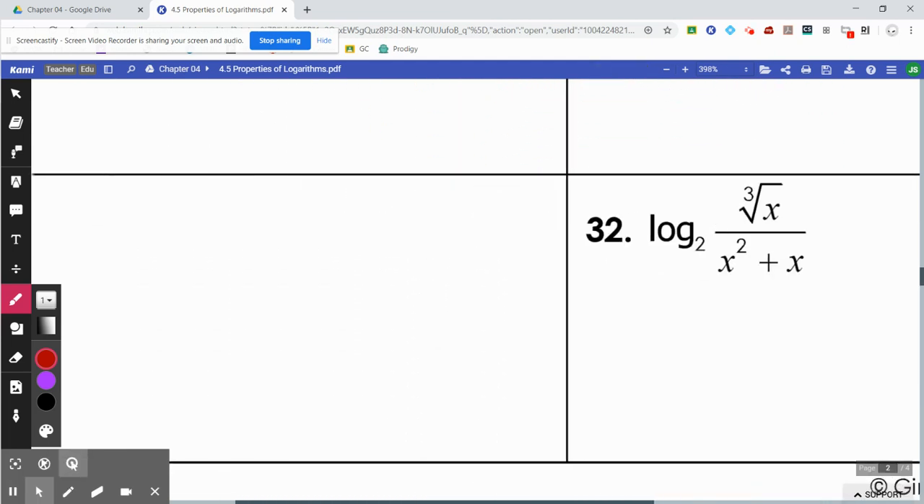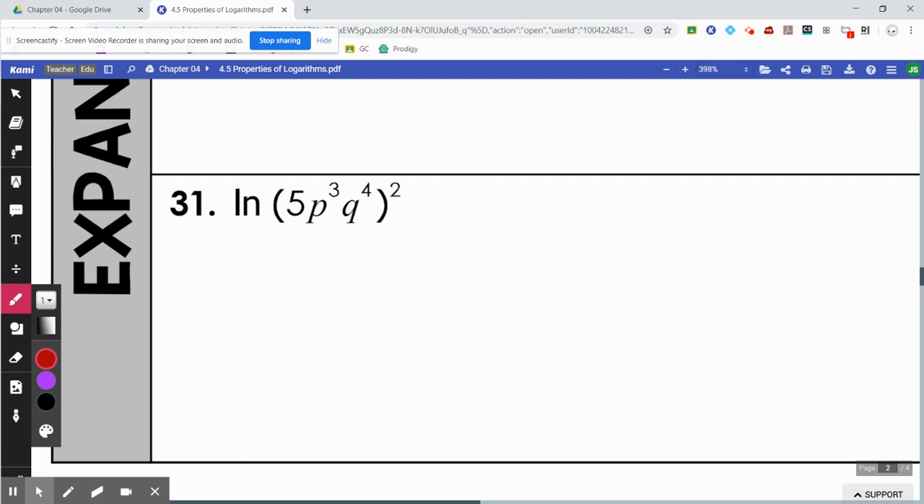Okay, number 31. Again, everything in parentheses being raised to the second. Since you have no pluses or minuses, you can go ahead and square everything in parentheses and multiply when you're doing powers to power. So p to the third to the second is p to the 6th, q to the 4th to the second is q to the 8th.